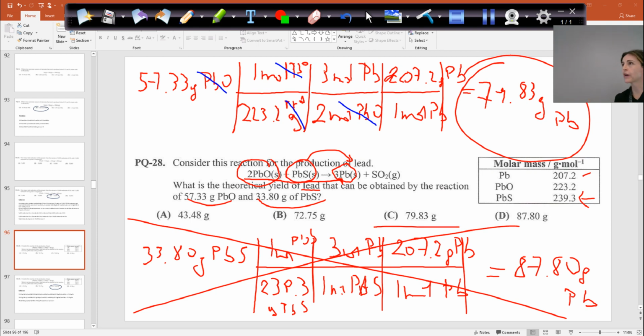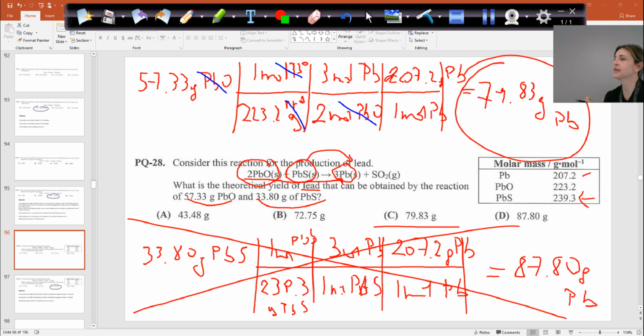So this is what I like to call the brainless way of doing it, because it's more calculations, but you get 2 numbers, you pick the lowest one, and that's it. If you go from grams to grams, you're getting the smallest amount of products. That's the limiting reactant. You're picking the lowest one when you're comparing amount of products formed.